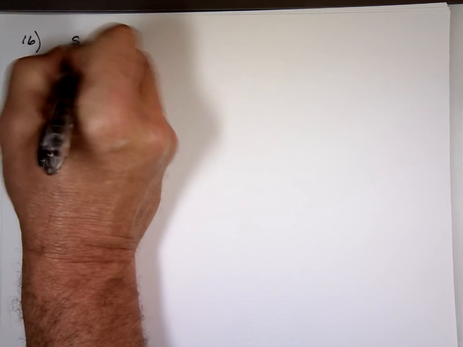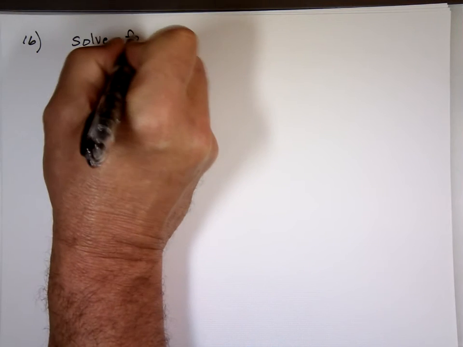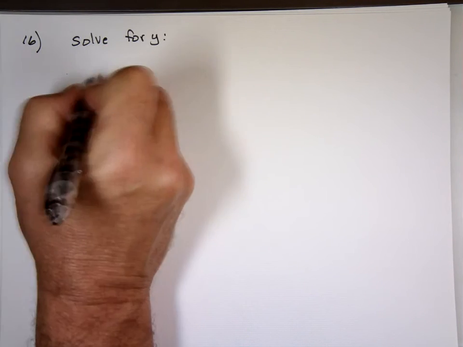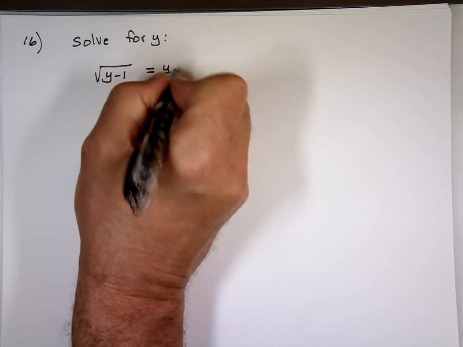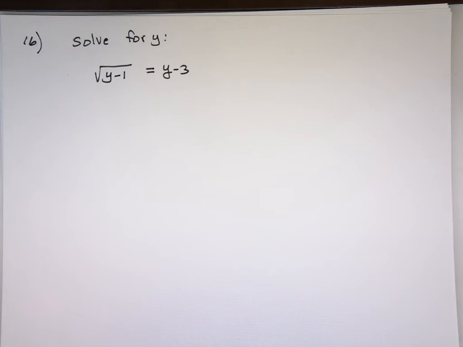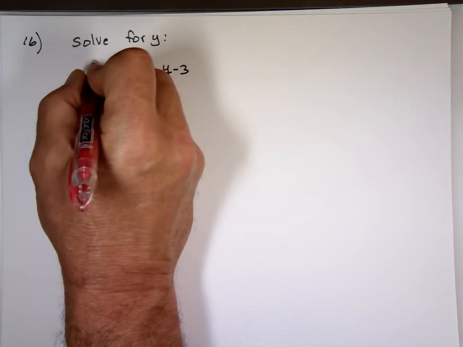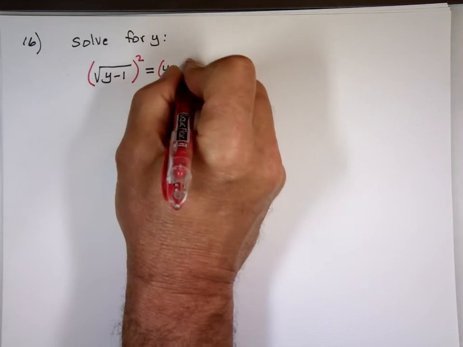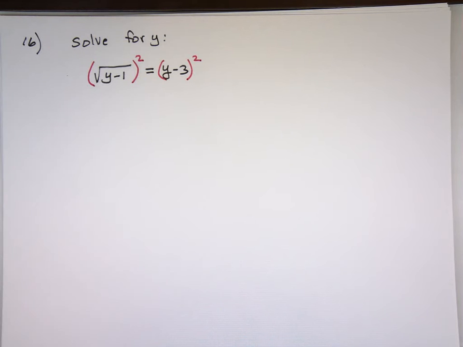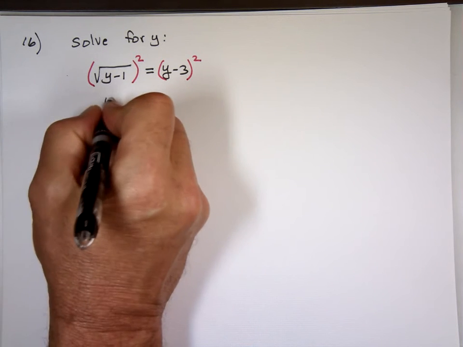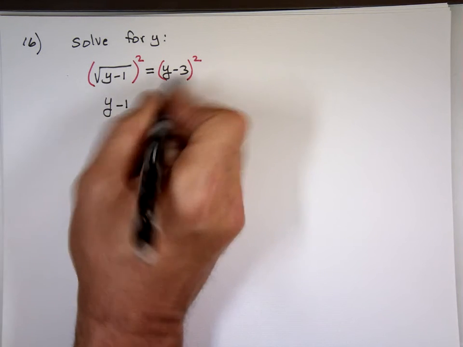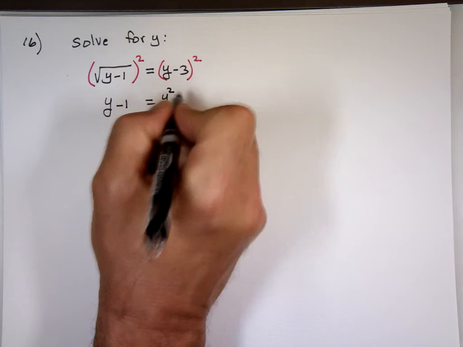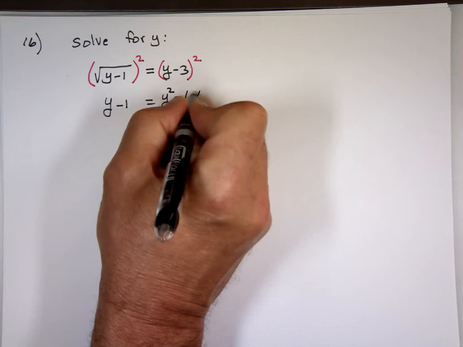Solve for y. The square root of y minus 1 equals y minus 3. Notice you have a square root. And to get rid of that, you got to square both sides. So when you square a square root, it is gone. When you square this, you have to use the FOIL method. y minus 3 times y minus 3, which is y squared minus 6y plus 9.